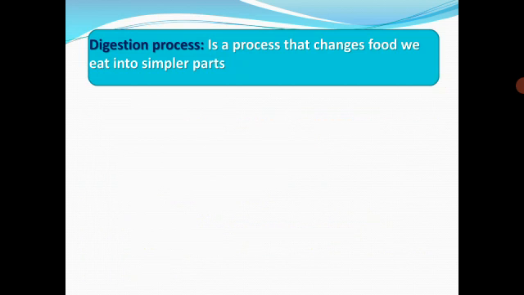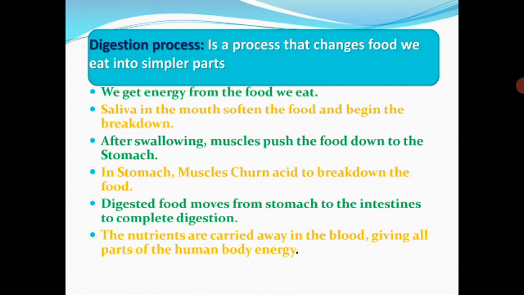Now, let's come to another point, which is about the digestion process. What's the digestion process? To get benefit from the food we eat, we must go through the digestion process. What's digestion? It's a process that changes the food we eat into simpler parts, as we get energy from this food. How? When we put food inside our mouth, we first break it down with our teeth, and then saliva in the mouth softens the food before swallowing it and begins to break it down.